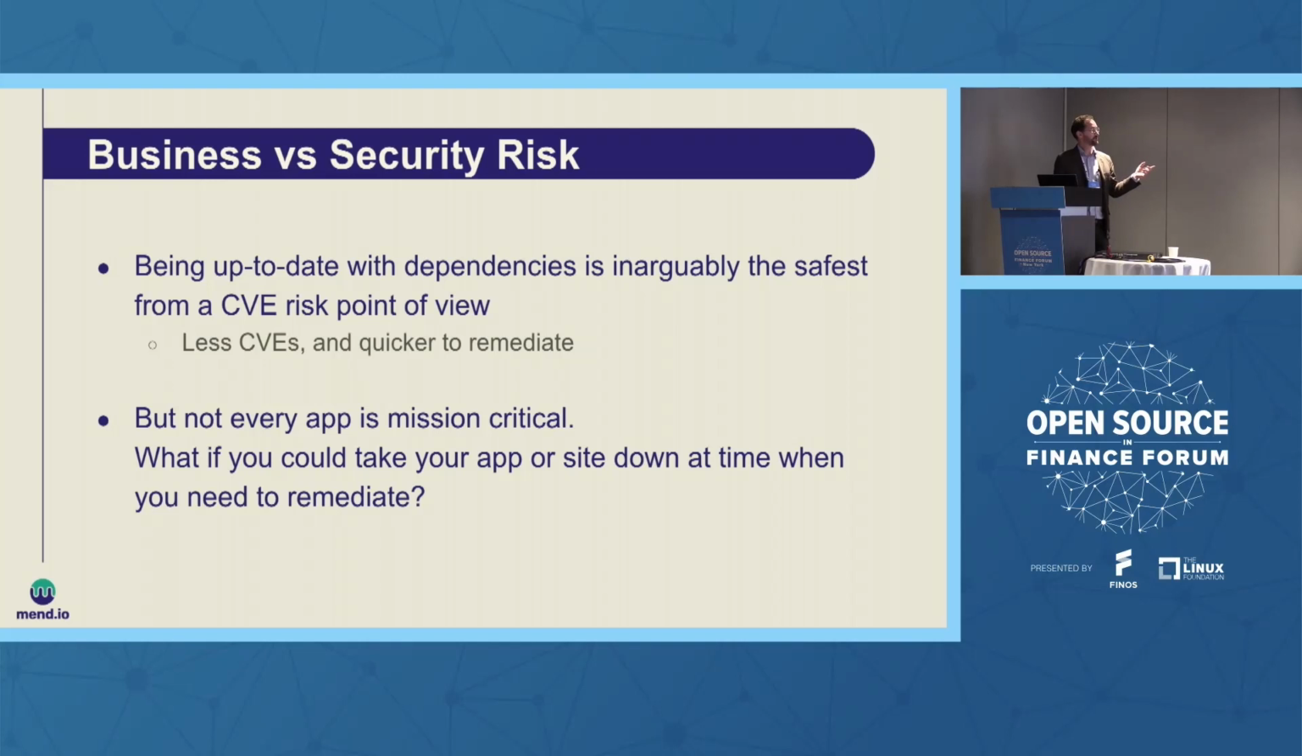Right. Business versus security risk. Being up to date with dependencies is inarguably the safest from a CVE point of view. Like, if you are up to date, then it's going to be the smallest change to make when problems come. You do have lower risk. It's not only easier to deal with CVEs, you may get fewer CVEs, because sometimes a vulnerability is fixed weeks or even months before it is disclosed. And if you were on a weekly or monthly even updating system, you would avoid some CVEs. You would already have fixed them before they were announced.